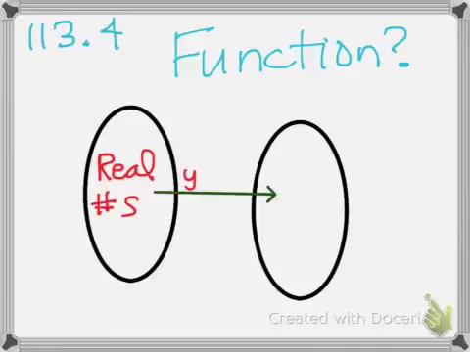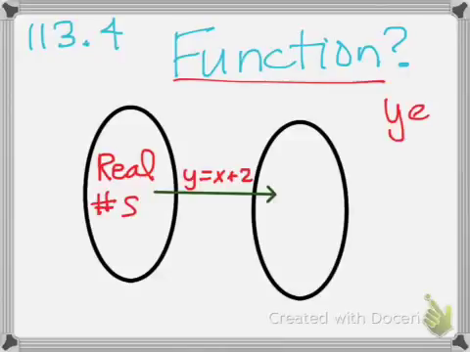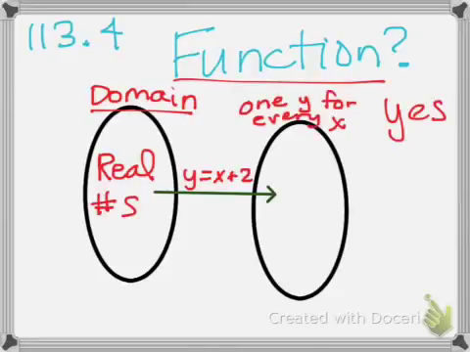Is this a function? Your input is the real numbers, and you're going to put it through y equals x plus 2. For every input, is there one and only one output? For example, if I pick 5, will I get one and only one answer? If I pick 7 for x, will I get one and only one answer? So that would be yes. We have a domain, and there's one y for every x.